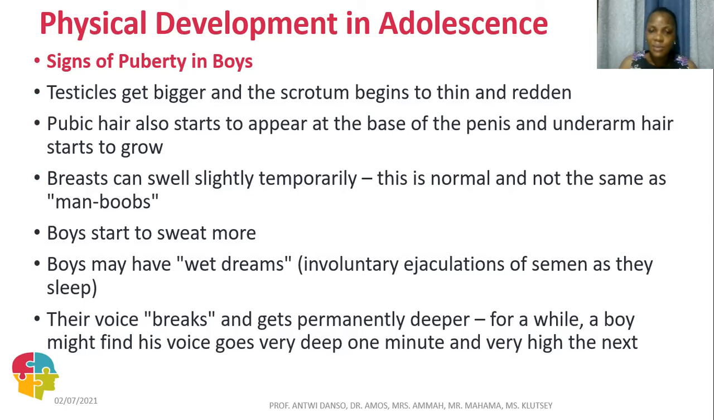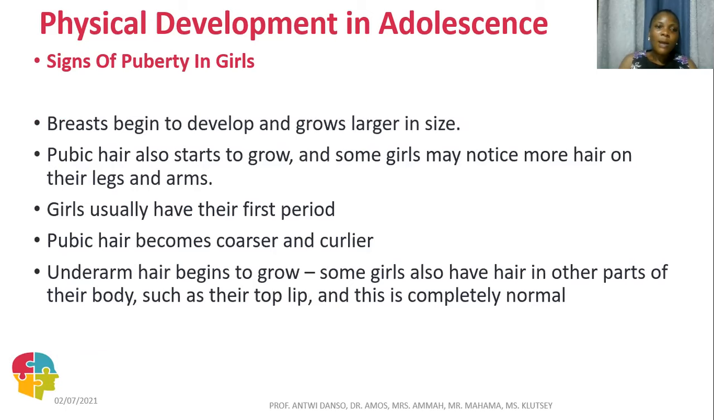Boys have wet dreams, involuntary ejaculation of semen as they are sleeping. It is natural. And then their voice breaks. Their chest also broadens. Now, what are some of the signs that girls have?